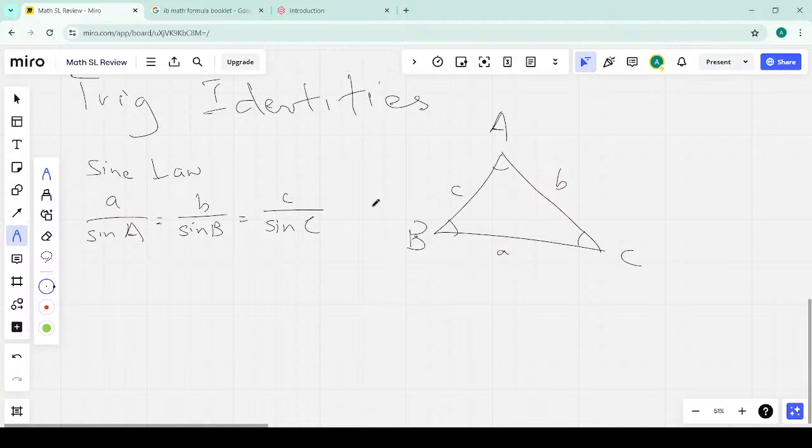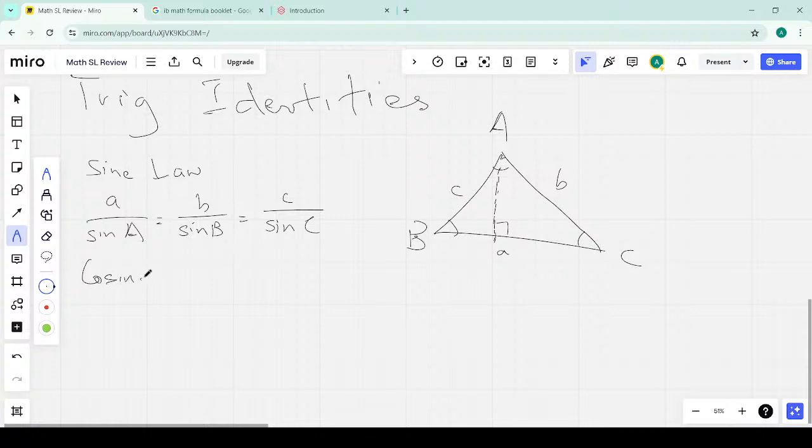And this is not very difficult to prove. You can just draw a height down. You know, this is sine B times B would be this height here. So is sine C times C. So it's just a way of symmetry, and you can get A over sine A as well.